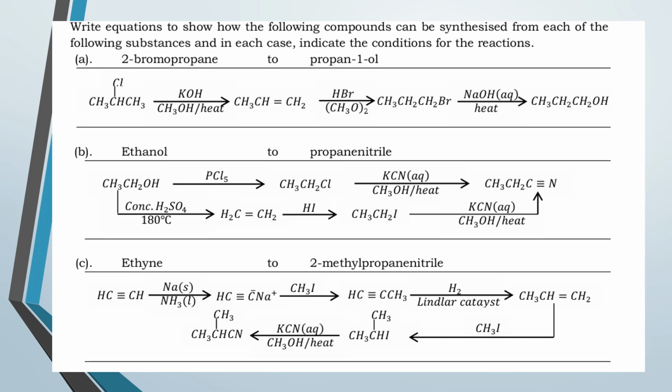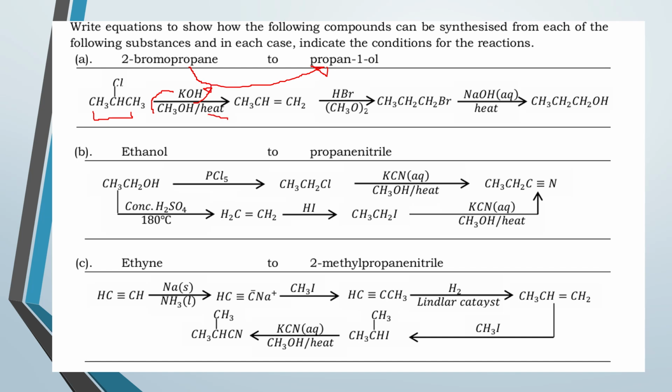So let's write the equations for how 2-bromopropane can be converted to propan-1-ol. If you look at that, for us to get propan-1-ol from 2-bromopropane, you realize that we need to first form an alkene. But you are forming an alkene from an organic compound that is having more than 2 carbon atoms. That's why we use this reaction. But remember I told you that the alcohol must be above and then the heat must be down.